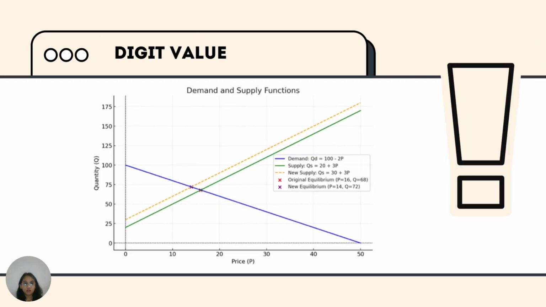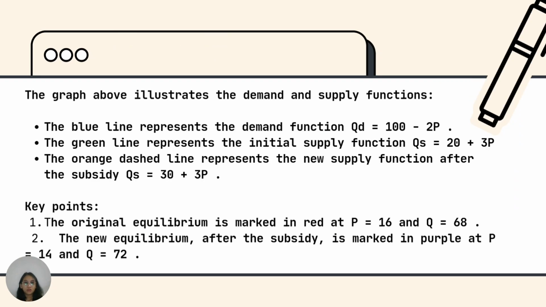Next, this is the graph of the demand and supply functions. The graph illustrates the demand and supply functions. The blue line represents the demand function QD equals 100 minus 2P. The green line represents the initial supply function QS equals 20 plus 3P and the orange dashed line represents the new supply function after the subsidy, QS equals 30 plus 3P.